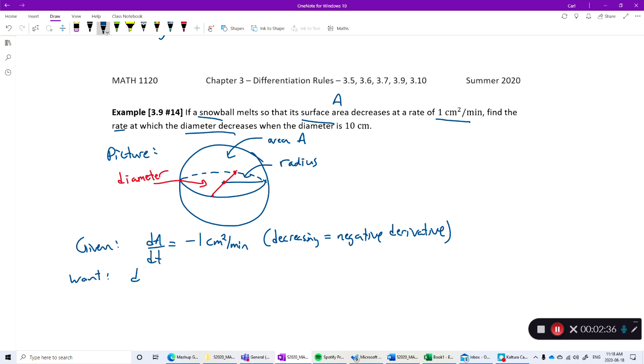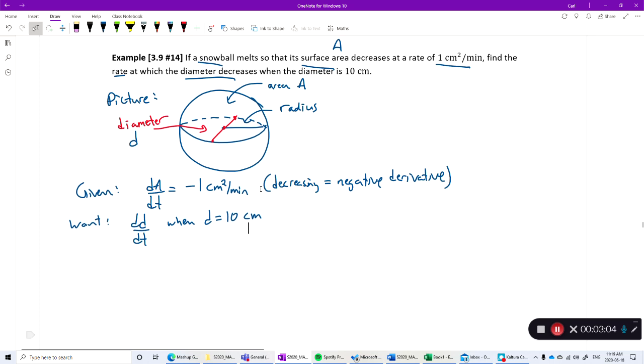So let's call that diameter d. So dd dt. That's a bit confusing to say. dd, so the first d is the derivative, the second d is the diameter, dd dt. We want dd dt when d is 10 centimeters. That's a pretty big snowball. Okay, so then what? Now we need to write a relation. How are these things connected to each other?